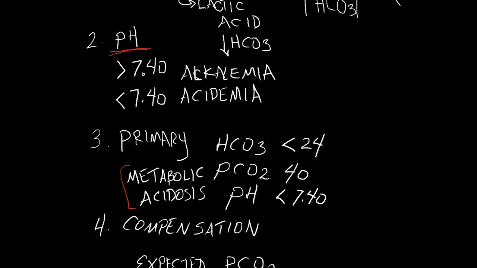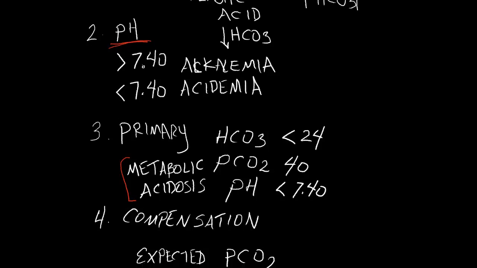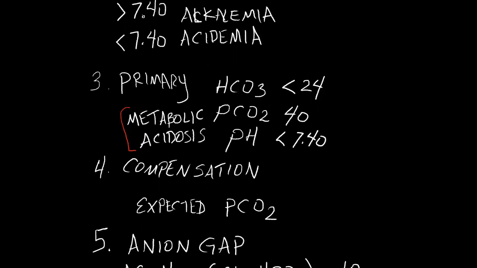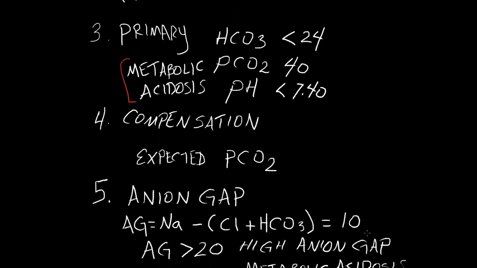The next step is a compensation for that primary problem, and the compensation in this metabolic acidosis is we're looking for our expected PCO2, and this is a particular formula called the Winters formula, 1.5 times the bicarb plus 8, plus or minus 2. And we'll go into these formulas in another talk.